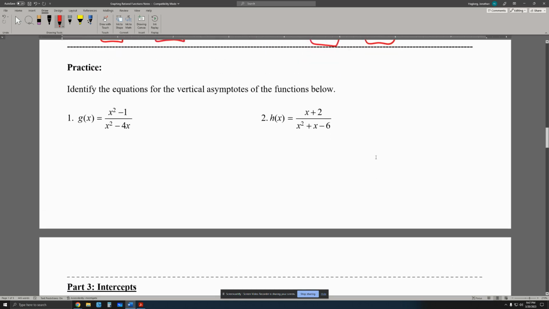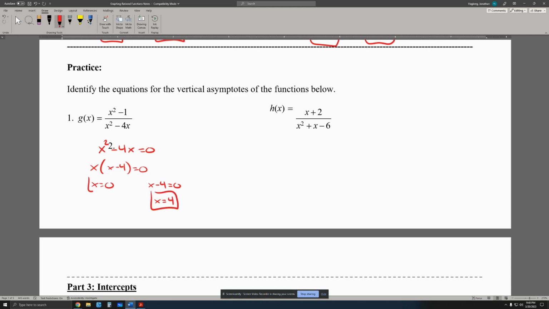Let's get some practice. G of x here, again, we're going to set that denominator equal to 0. So we have x squared minus 4x is equal to 0. Factoring this, we can factor out a GCF of x. So we get x times a quantity, x minus 4, is equal to 0. So we get the two equations, x equals 0 or x minus 4 equals 0. And so we have the two vertical asymptotes, x equals 0 and x equals 4.